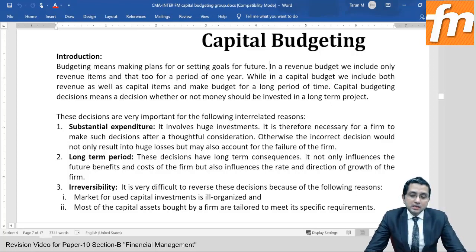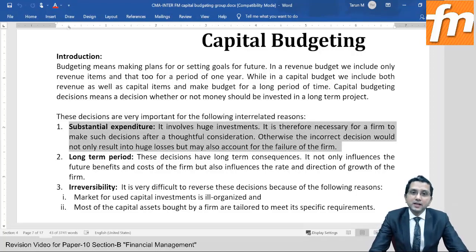Okay? But capital budgeting decisions are very complex decisions, and following are the reasons. Number one, substantial expenditure. You also take many decisions in your life. Suppose you want to buy a calculator like this. So you'll have to take a decision. Which calculator should I buy? Should it be the Casio calculator or Citizen calculator or some other calculator? But the amount of expenditure involved may be 100 rupees, 200 rupees, 300 rupees at the most.